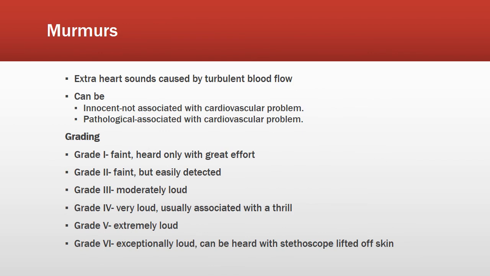Murmurs are extra heart sounds caused by turbulent blood flow. They can be innocent, not associated with any cardiovascular problem, or pathological, associated with a cardiovascular problem. So there's a grading scale for murmurs. Grade 1 is faint, it's heard only with great effort. Grade 2 is faint but easily detected. Grade 3 is moderately loud. Grade 4 is very loud, usually associated with a thrill. Grade 5 is extremely loud, and grade 6 is exceptionally loud and can be heard with a stethoscope lifted off the skin.